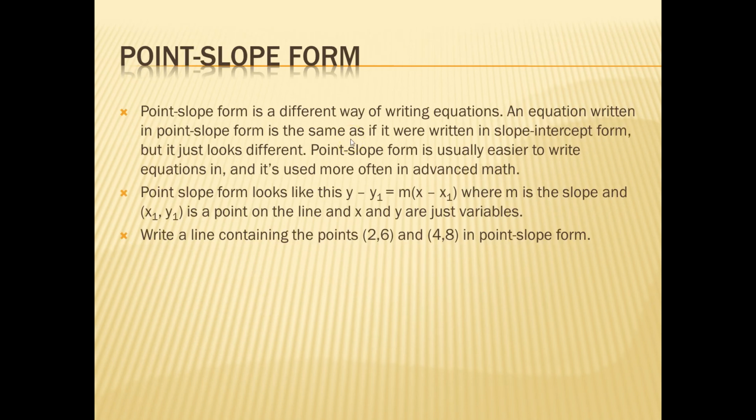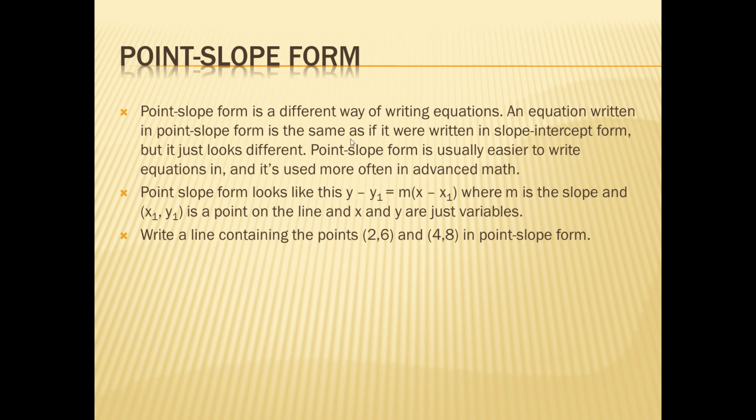Point-slope form is a different way of writing equations. An equation written in point-slope form is the same as if it were written in slope-intercept form, but it just looks different. Point-slope form is usually easier to write equations in and is used more often in advanced math. Point-slope form looks like this: y minus y1 is equal to m times x minus x1, where m is the slope, and (x1, y1) is a point, and x and y are just variables.